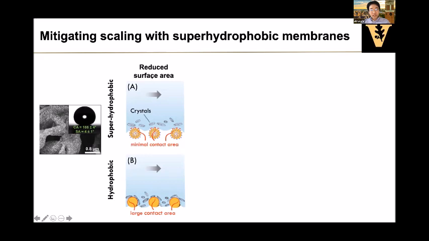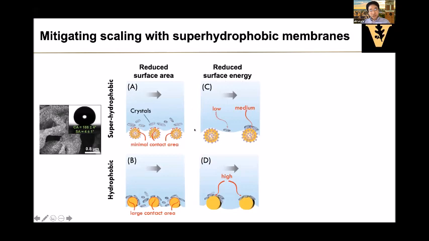The first is the reduced surface area, because usually with this superhydrophobic membrane, you would have less contact between the water and the solid, right? So there's less area to adhere to. And also usually you have a lower surface energy of the solid material in order to make such a superhydrophobic membrane.